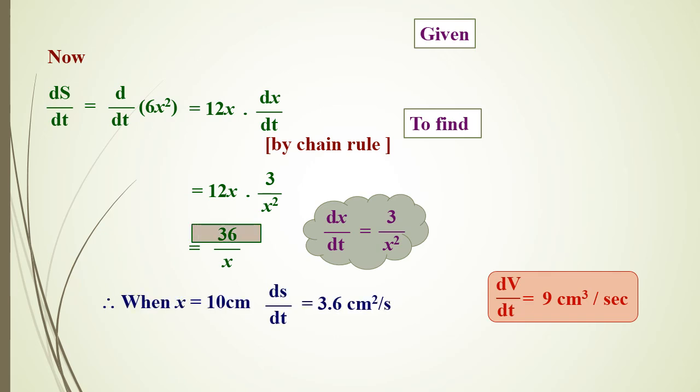So x is also given, it is 10 centimeter. So x = 10, when you substitute here, 36 divided by 10, which is 3.6 centimeter square per second. This is the rate of change of surface area of the cube. This is the answer.